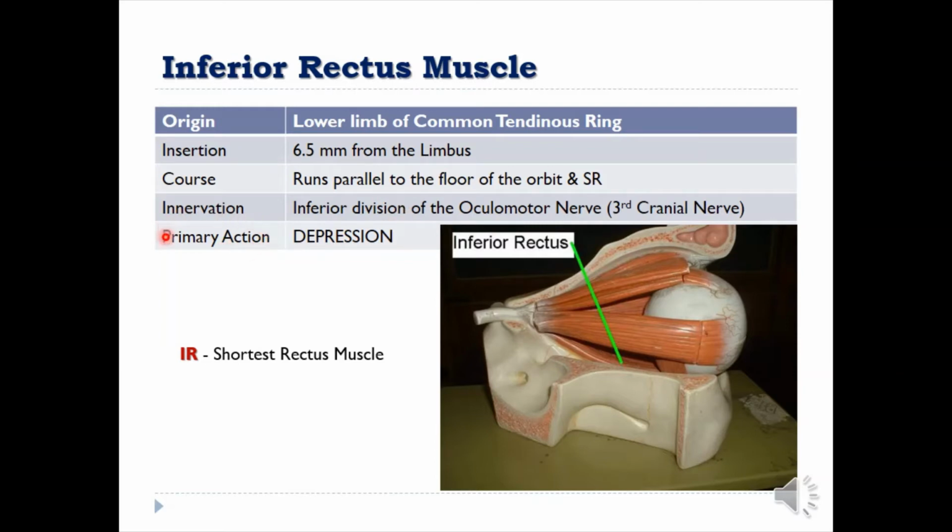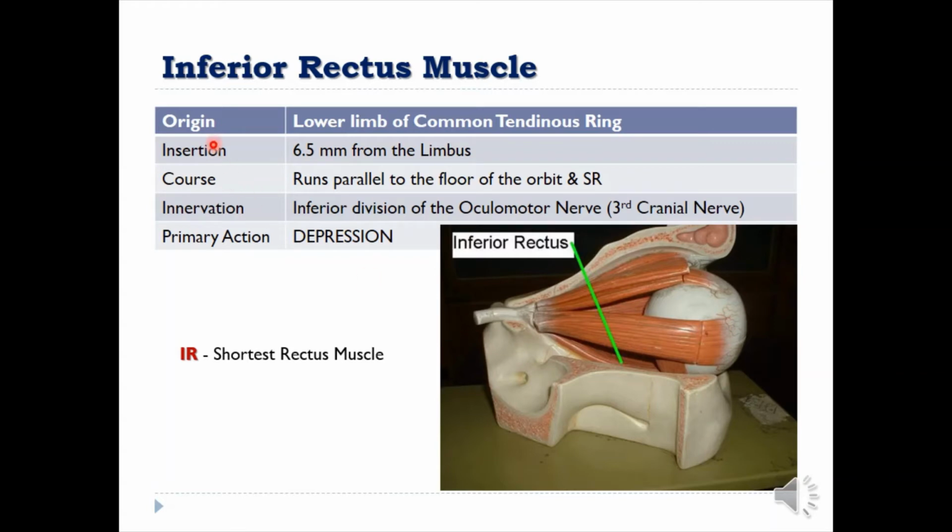So what is the action? Action is depression. Depression is nothing but making the eyeball look down. When you're looking straight, if you want to see something below, you look down, right? So the inferior rectus muscle will be pulling the eyeball to look down. So that is depression.